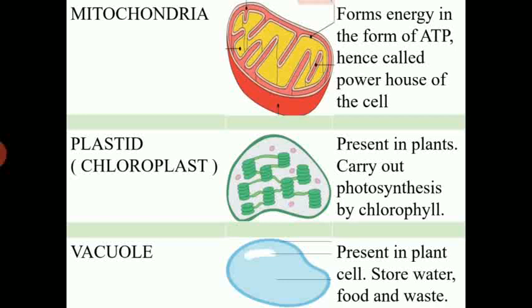When we talk about animal cell, in animal cell either the vacuoles are very tiny, very small, or they are absent. So these are certain major cell organelles which perform different activities inside the cell.